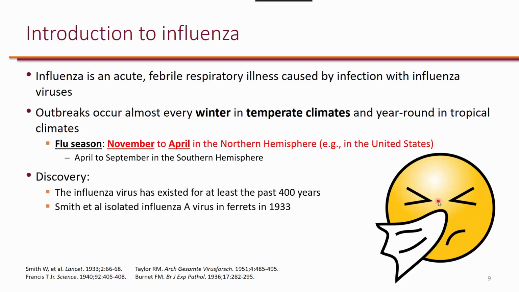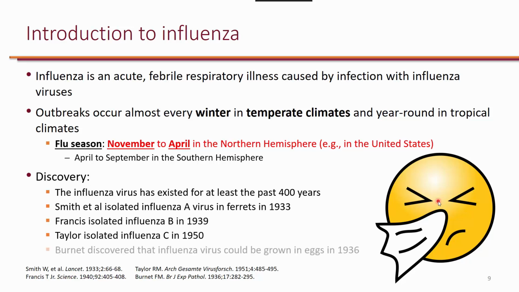While influenza has existed for at least the past 400 years, it was actually isolated in 1933. Influenza A was the first that was discovered, followed by influenza B and C in 1939 and 1950. And then in 1936, we had a huge discovery that influenza virus could be grown in eggs, which gave us the ability to develop vaccines against influenza.